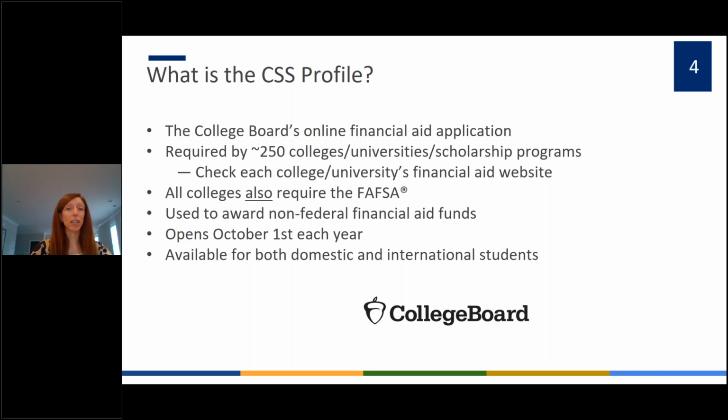The Profile, just like the FAFSA, becomes available October 1st every year, and so that's on Thursday. So for high school seniors applying to college for next year, October 1st, Thursday, your family will have the ability to complete the FAFSA and the Profile. You don't have to do it right on October 1st, but we really encourage families to complete it as soon as you can after October 1st. And the Profile is an application available for both domestic and international students.